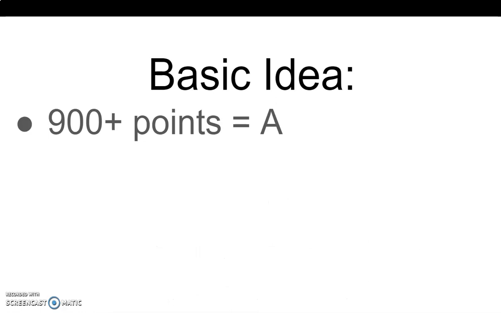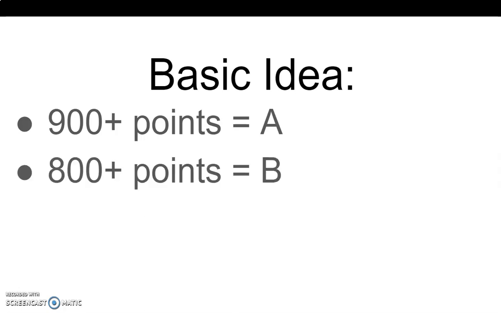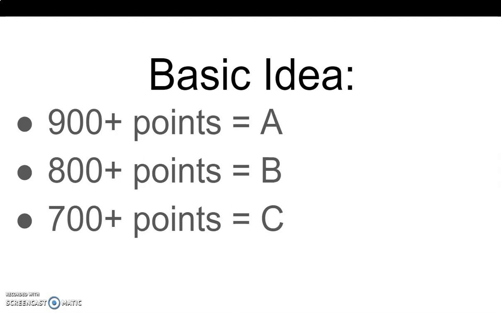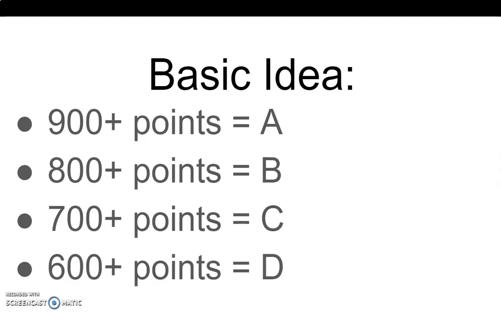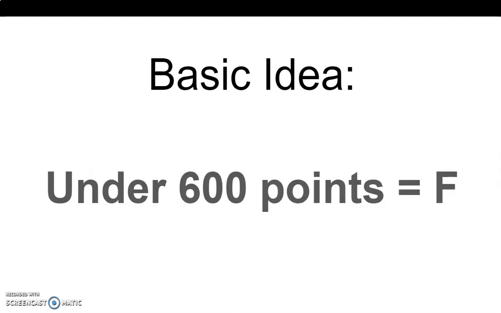The basic idea of multiple options grading is that when you get 900 points according to the formula on the syllabus, you have earned your A. 800 for a B, 700 for a C, and 600 just to pass the course. Now, if you're under 600 points, you have failed the course.